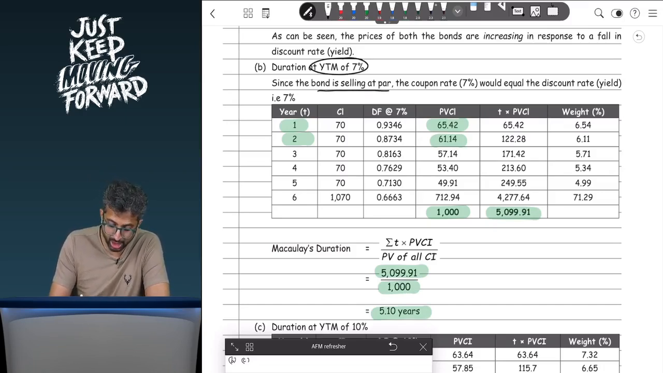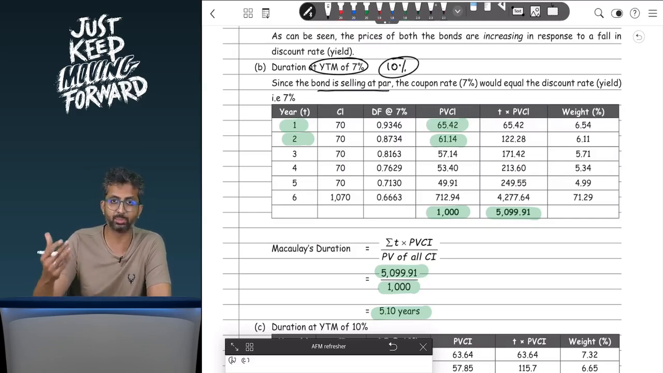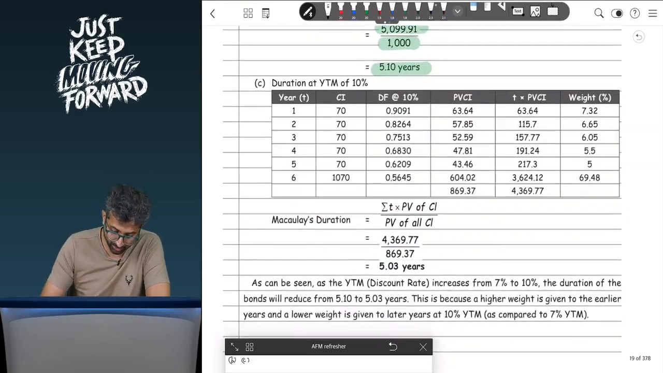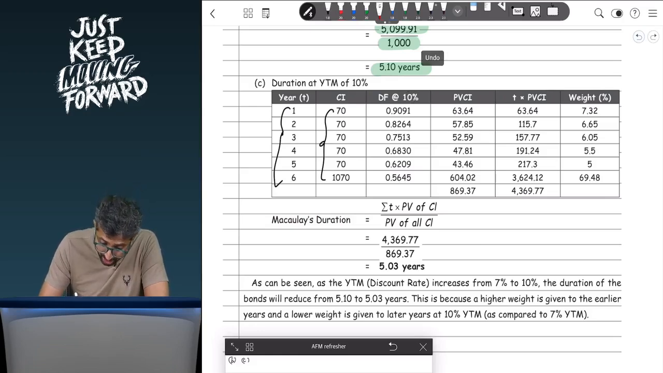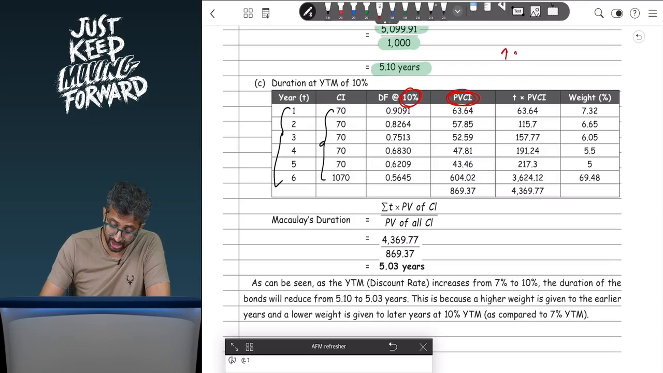The second part of the question goes to the same thing. What if the YTM changes from 7% to 10%? Even if the YTM changes, the coupon and the maturity remain the same. So from years 1 to 6, you still have 70, 70 and 1070, but now the discount factor is 10%. Obviously, the PVCI will change, and if interest rate increases by 3%, the bond's price will fall. Earlier it was 1000, now it is 869. And then you do the T into PVCI workings.